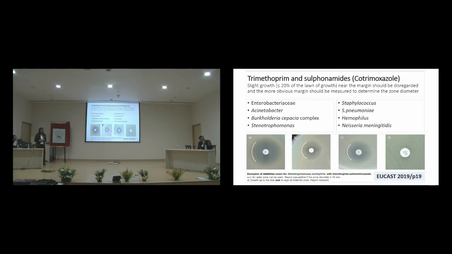For cotrimoxazole, it has been clearly said that you take 100% growth at one end and 0% at the other end, and take the 20% border as the point for measurement. So 80% growth should be accepted, and 20% growth as compared to the 100% outside should be ignored. This holds true for the list of organisms she has shown for cotrimoxazole.